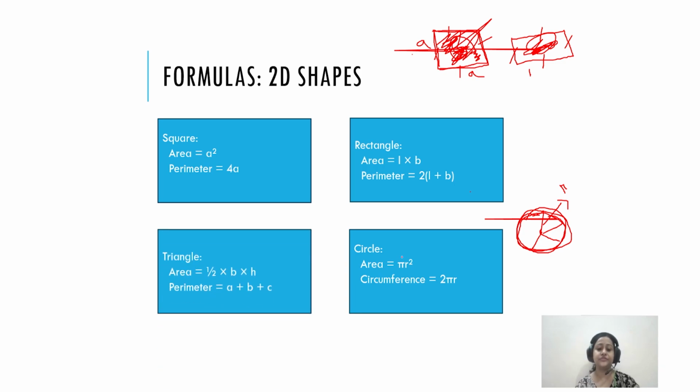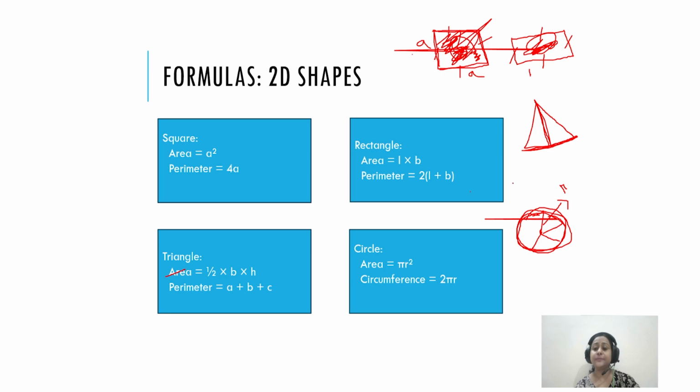Fourth important shape is the triangle. In case of a triangle, the formula of area is half into base into height. This is the base of the triangle, and this is the height of the triangle. If the base and height of the triangle are given, you can easily find out the area.